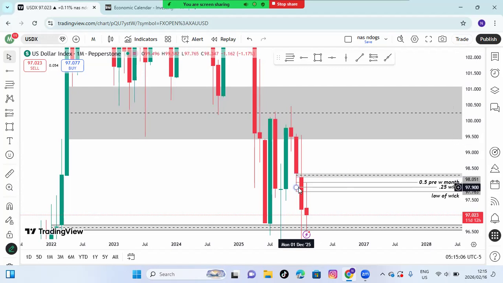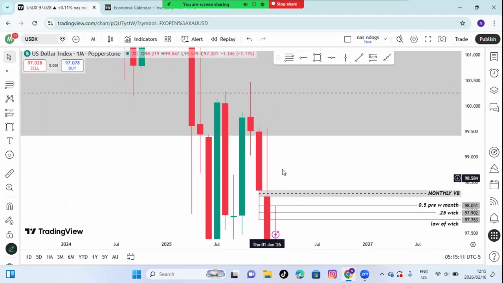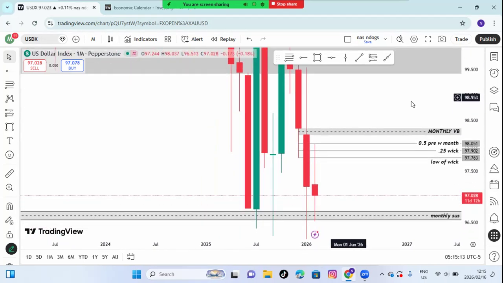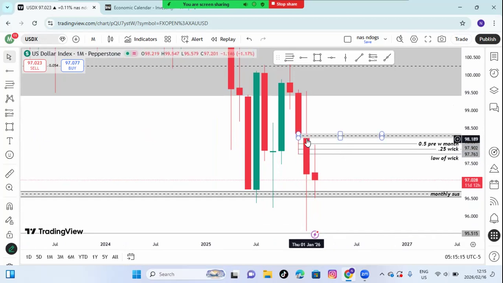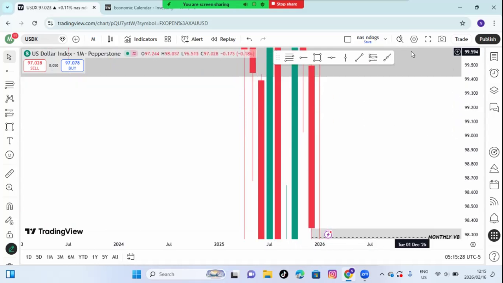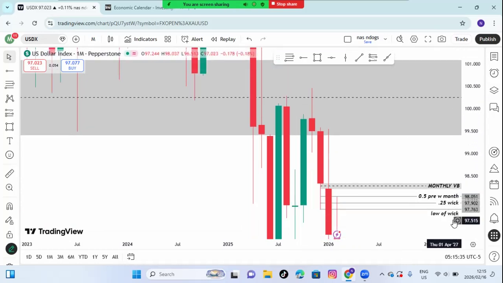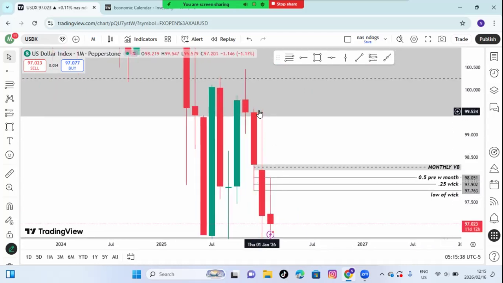It opens, it goes down. It opens here, it goes down. And it opened here, went up, up into this volume imbalance there. Is it there? Let's zoom in. So it's there, this volume imbalance here. So it went up there, right?